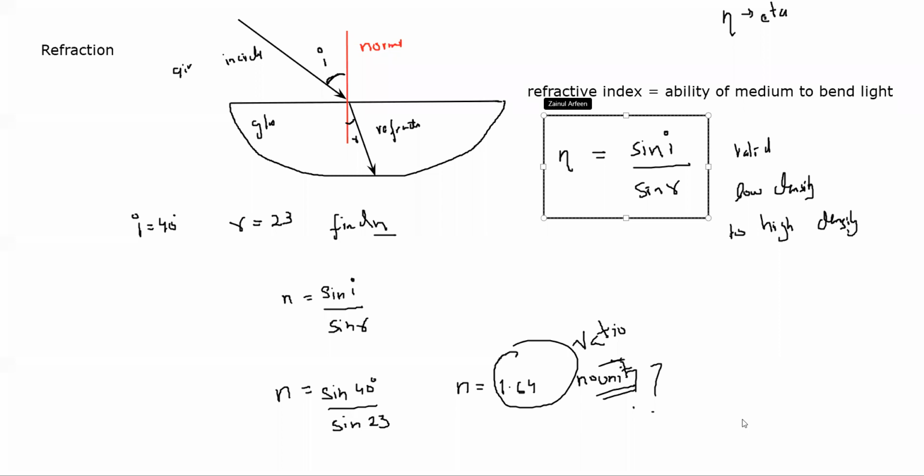Another example. Sir, so the light is bent 1.64 times? Yeah, the tendency of the material is 1.64 times higher to bend the light as compared to air. That's the meaning of refractive index, the ability of the medium to bend light. Like compared to air, this material has a tendency to bend light 1.64 times more or higher.